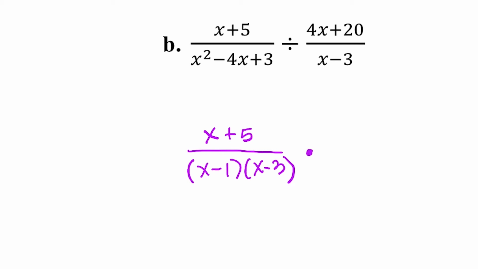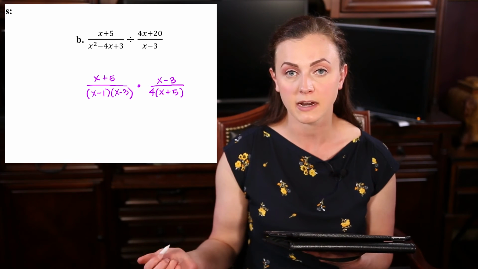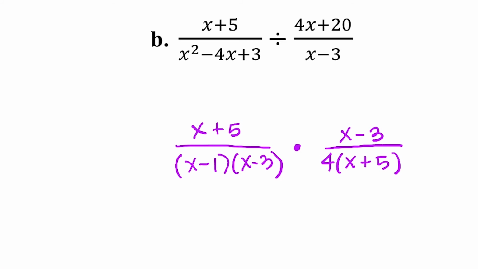And we're going to multiply by the reciprocal of the second fraction. So now the x minus 3 is on top, and then the 4x plus 20 is on the bottom. And with that one, we can pull out a 4, and we're left with x plus 5. So everything is factored. Now we just look for common factors on the top and bottom that will cancel each other out. We have an x plus 5 on top and bottom that we can get rid of, and we also have an x minus 3 on top and bottom.